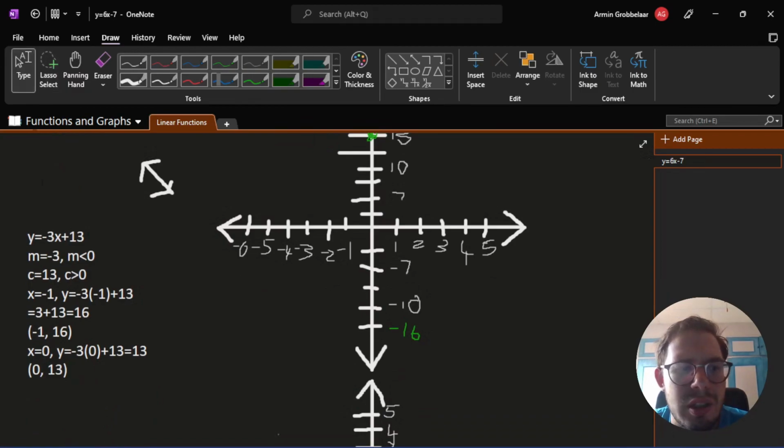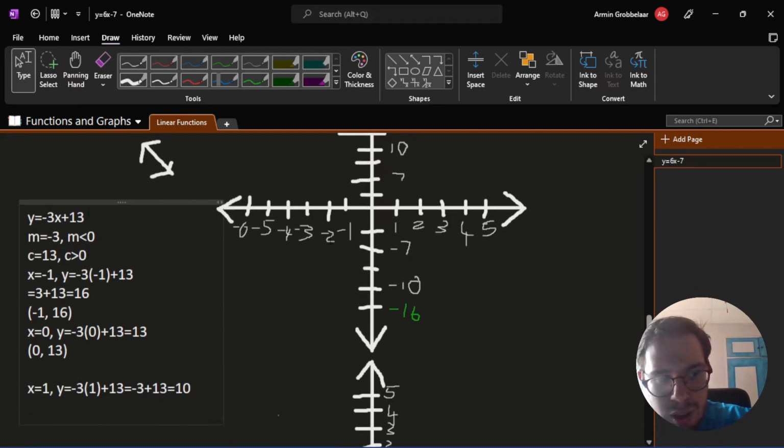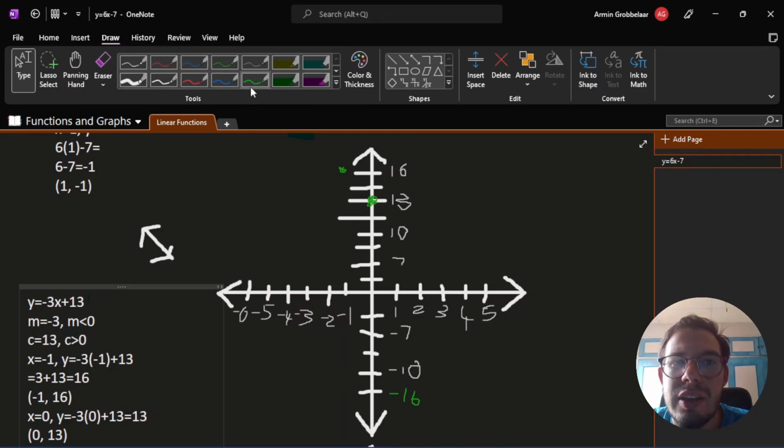Now for our final point, we choose an x greater than 0. So it can be any point. I'm just going to take x equal to 1 because that's the easiest one. So that means y is equal to minus 3 multiplied by 1 plus 13. That's equal to minus 3 plus 13. That's equal to 10. So now we have our final point, which is 1, 10. So now we go to our x-axis, we go to 1 and we go to 10. So that point there is 1, 10.